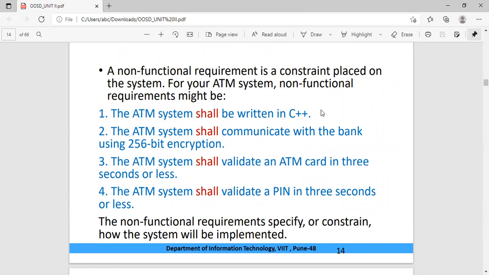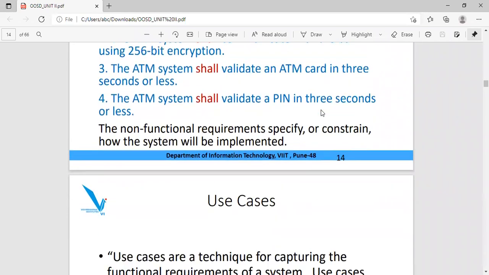If I am entering the PIN number, then how much time is required to respond, or how much time is to be given for that particular validation of the PIN? These are all considered non-functional requirements, which specify how the system is going to implement it. So that is all about our functional and non-functional requirements.